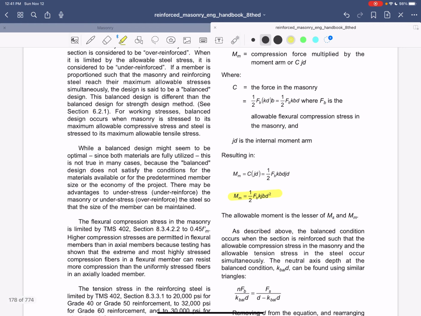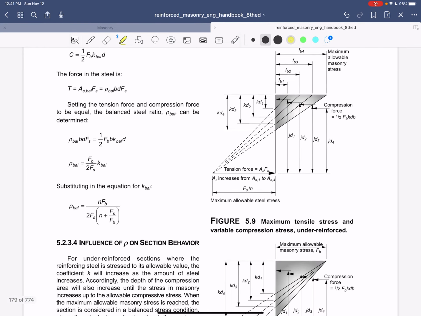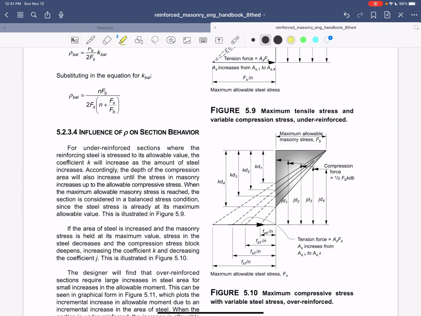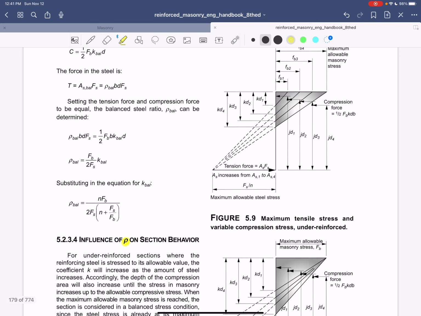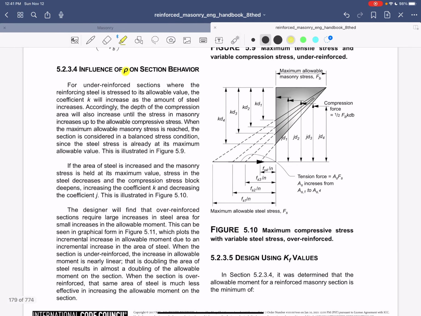Okay, so as I go through here, the allowable moment is the lesser of those two, right? It goes through how to do those calculations and where they're derived from. So we've looked at that already. There's a nice thing that shows you the influence of rho. So rho is in one of those equations. Rho is the reinforcement ratio. We also use that in reinforced concrete design. And it'll show you how that changes things as the reinforcement ratio changes.